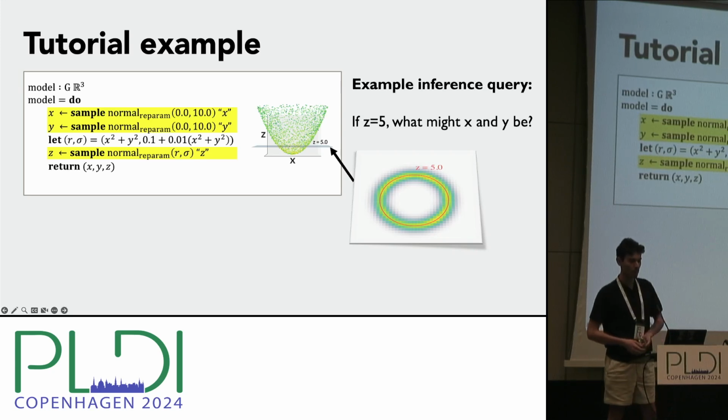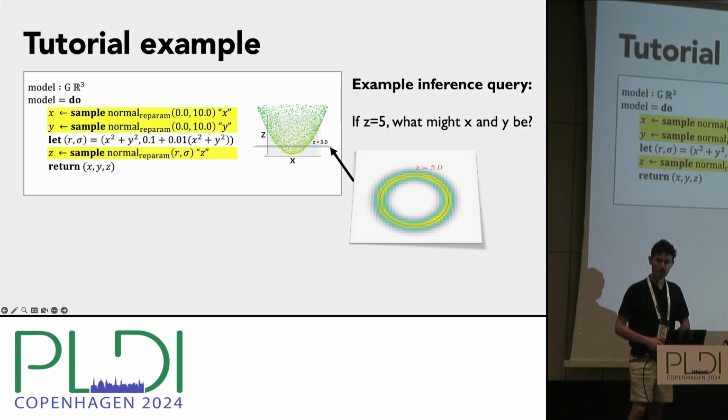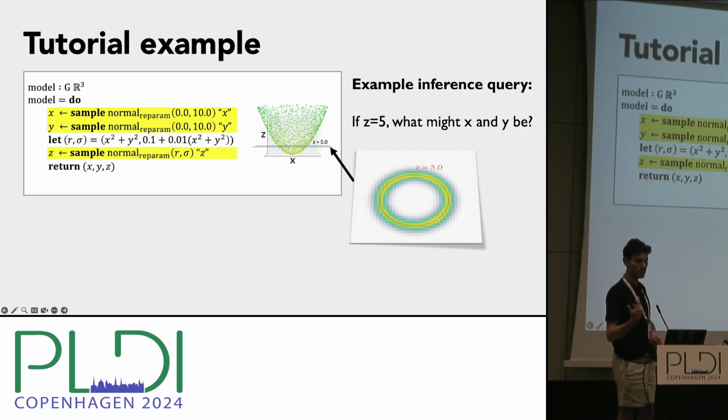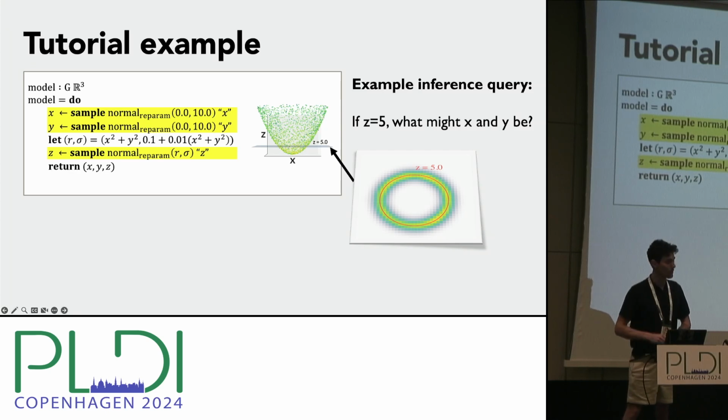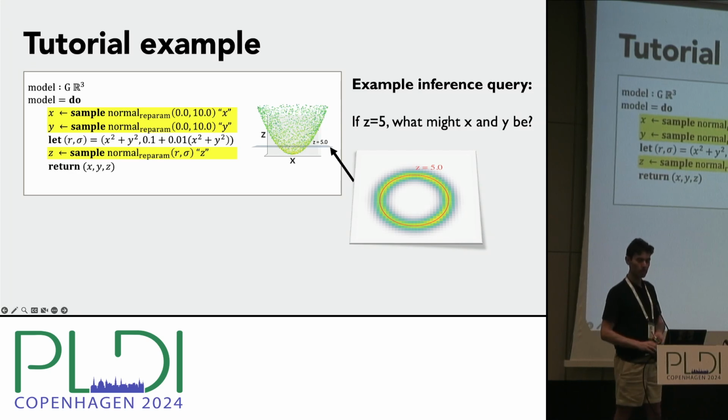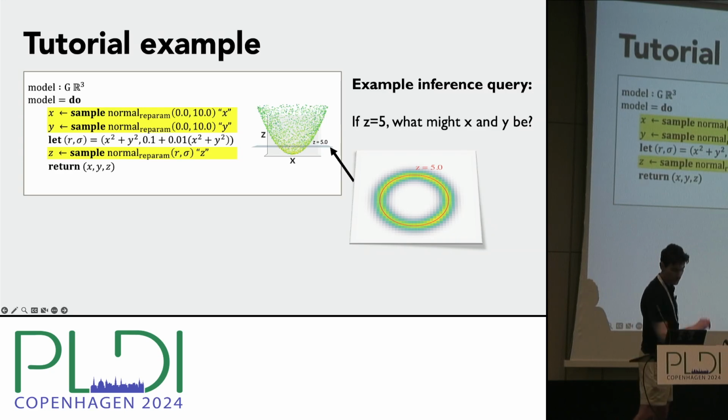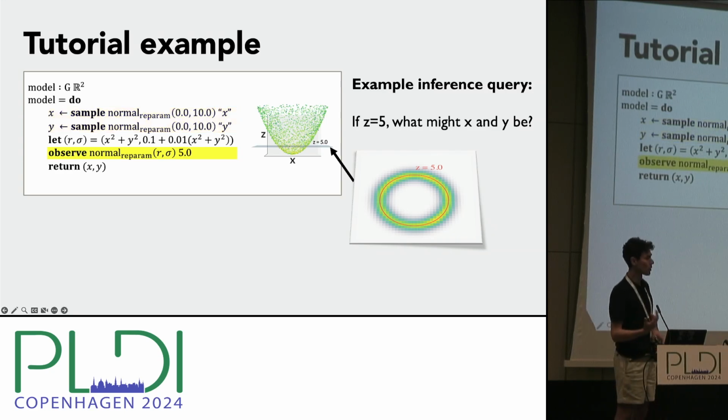An inference problem occurs when the user wants to solve something like this. If I tell you z, what might x and y be? For instance, if I tell you that z is equal to 5, you might think x and y are probably somewhere near this circle of radius square root 5. To encode this problem in our language, we change this sample statement for z into an observe statement that observes the value sampled from the normal distribution to be equal to 5.